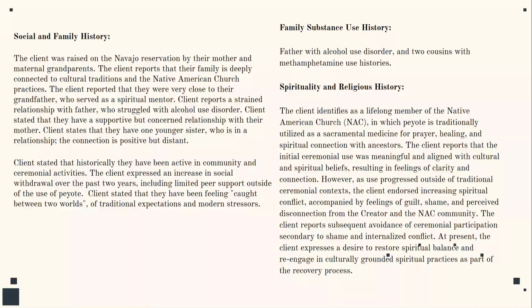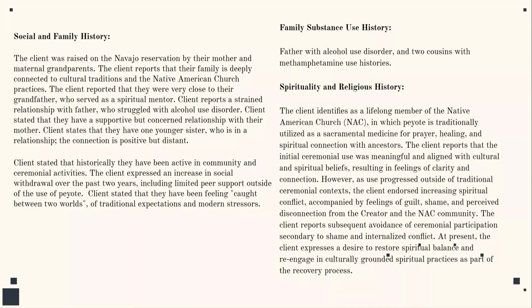Here's some of his more BPS social and family history, family substance use history. His father had alcohol use disorder and two cousins with methamphetamine use disorders. He's been active in the community and ceremonial activities, though with the increased peyote use, he has withdrawn socially.